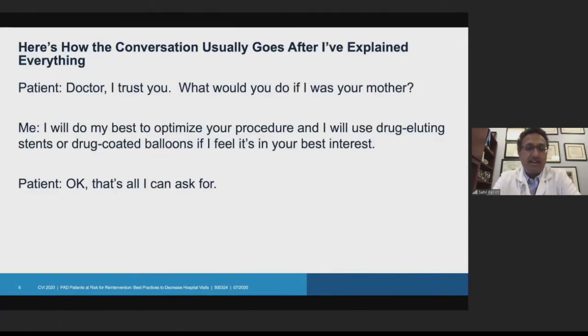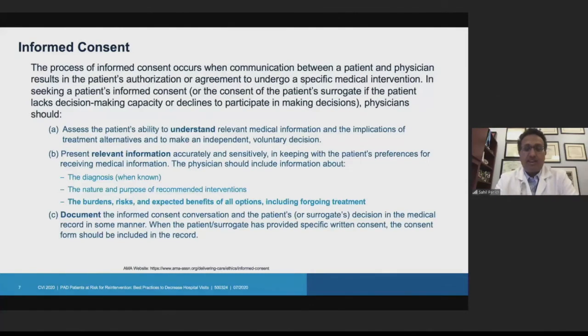The patient will say, "Doc, I trust you. What would you do if I was your mother?" And I usually say, "Well, I'll do my best to optimize your procedure, and I'll use drug-eluting stents or drug-coated balloons if I feel it's in your best interest." And the patients usually will say, "Okay, doc, that's all I can ask for." And so this is the prelude to the informed consent conversation.